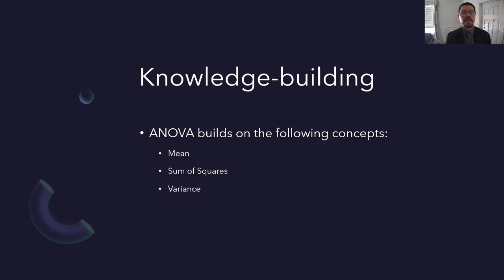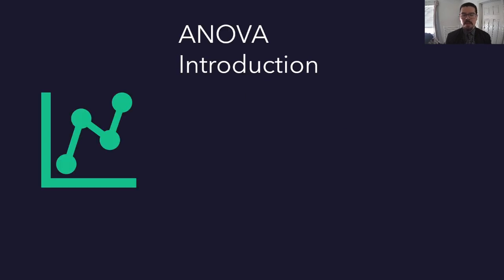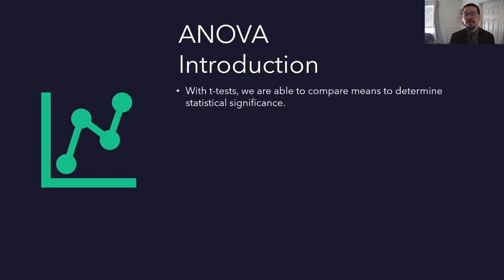We're also going to expand on our understanding of how and where variance is calculated and how it's applied in this particular test. We're expanding on hypothesis testing. We're also going to expand on our understanding of the t-value. It's going to transform for this test into what's called the F statistic, but we'll learn about that in just a moment. So with t-tests, we're able to compare means to determine statistical significance.